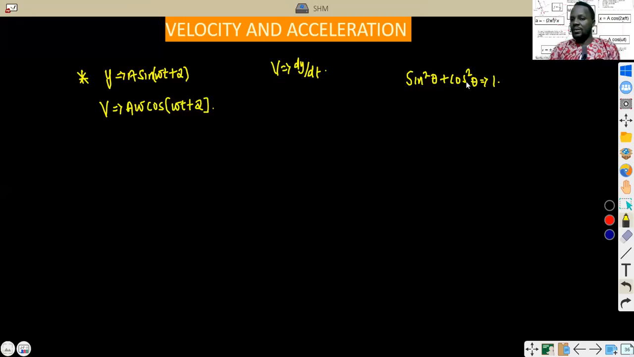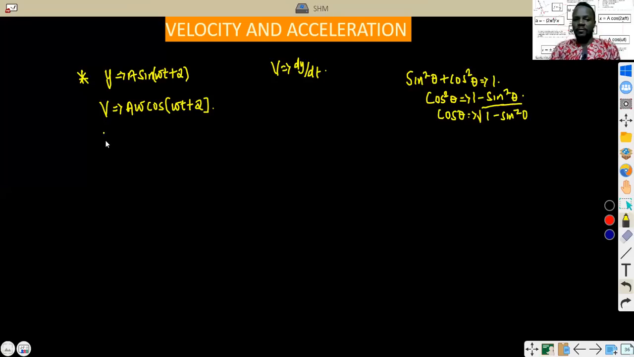Now, sine square theta plus cos square theta is equal to 1. So if I make cos square theta the subject of the formula, what will I have? I'm not supposed to be showing this, but because of time, they will soon ask me to leave. Cos square theta is equal to 1 minus sine square theta. Why am I doing that, my dear student? Because I have cos here. So I want to make cos theta the subject. If I do that, what do you know? Cos theta is the square root of 1 minus sine square theta. The same thing I want to do here, so that I can write velocity as a function of time, which is very, very important.